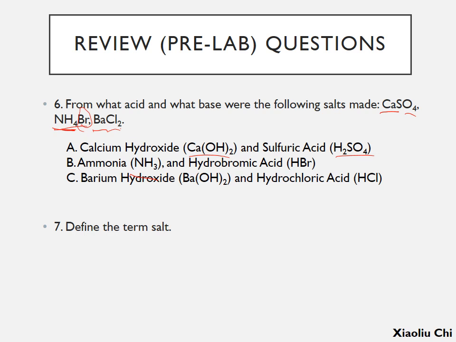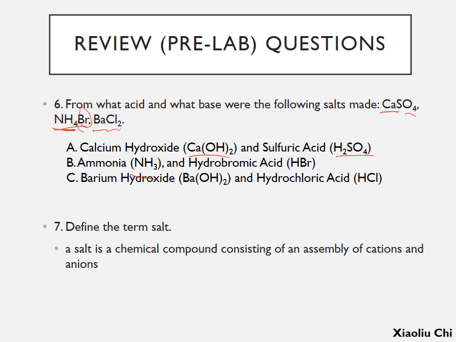Okay. Next one, again, cation barium comes from barium hydroxide base, and the chloride comes from hydrogen chloride or hydrochloric acid. Okay, next one, define the term salt. All right, so we know that acid base combine forms water and salt. Salt comes from acid base reaction. The cation comes from base, anion comes from acid. So we can say salt is a chemical compound consisting of assembly of cations and anions. Cations come from base, anions come from acid.